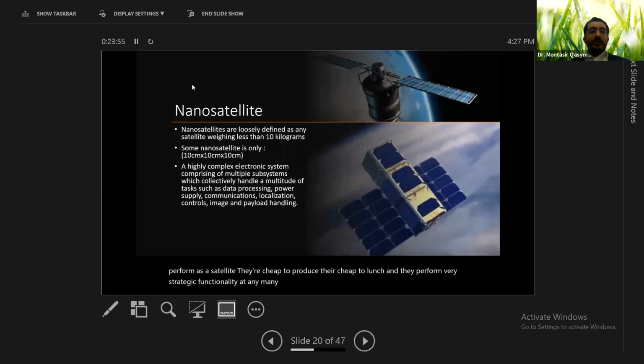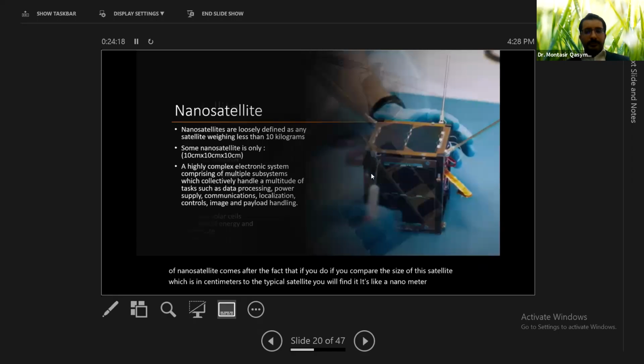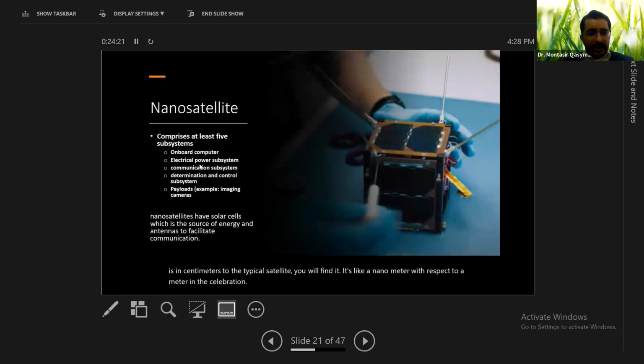So it's not based on nanotechnology, but it uses nanotechnology at some point when implementing some devices inside it. But the name nano satellite comes from the fact that if you compare the size of this satellite, which is in centimeters, to the typical satellite, it's like a nanometer with respect to a meter, the same ratio. So nano satellites have onboard computers, they are electrically powered, they have communication systems, they have control subsystems for communication, and so on and so forth.